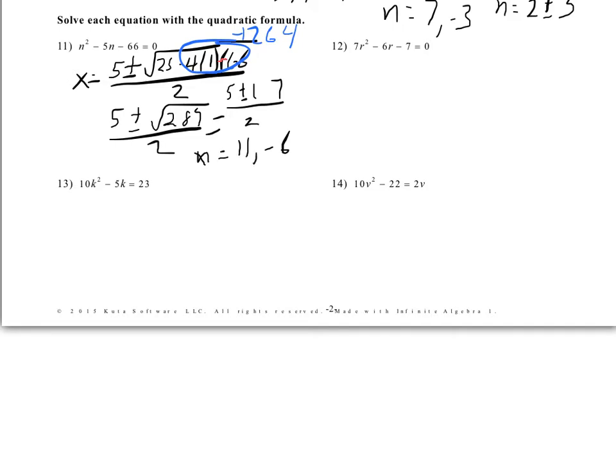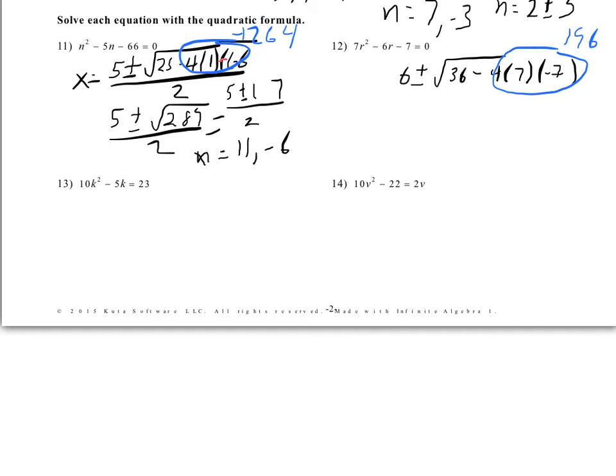6. Okay, number 12, I have to go 6 plus or minus the square root of 6 squared is 36, excuse me, not plus, minus 4 times 7 times negative 7. So 49 times 4 is 196. And it will be positive, so I'll take 196 plus 36. And I should get 232.